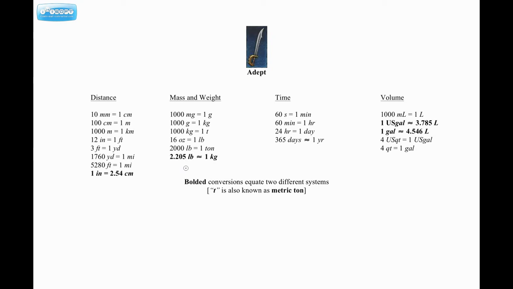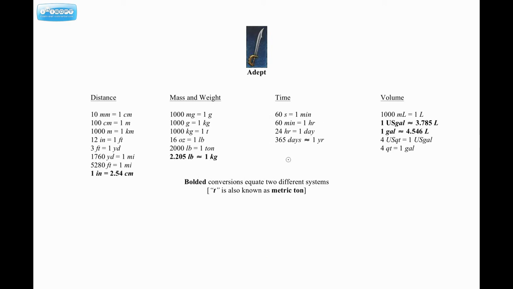Here we have mass and weight. All right, so the top three, that's mass, this is the metric system. And down here, well, these two, that is Imperial. And then below here in bold is what converts pounds to kilograms, at least on planet Earth.